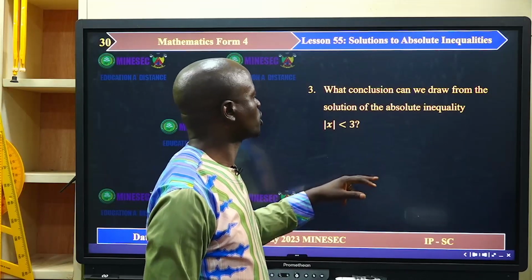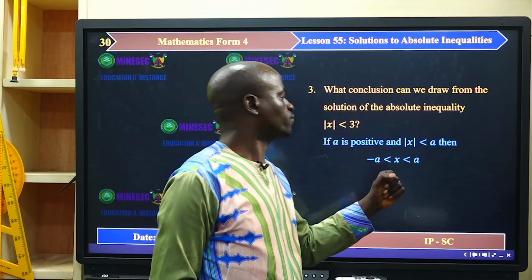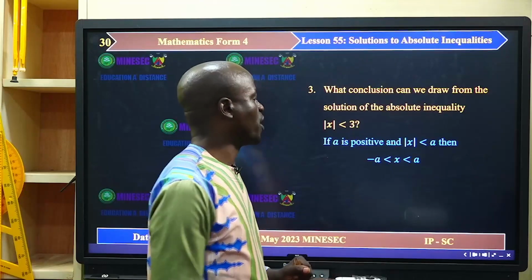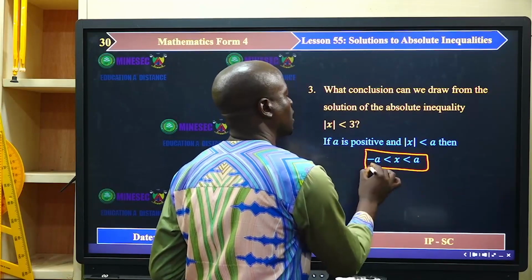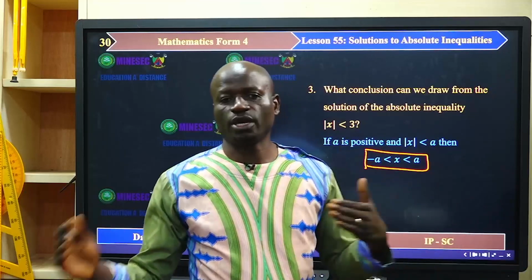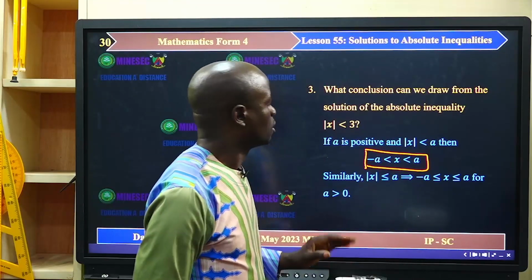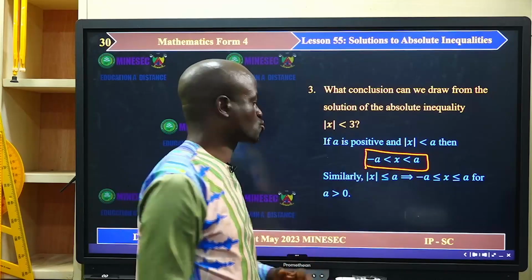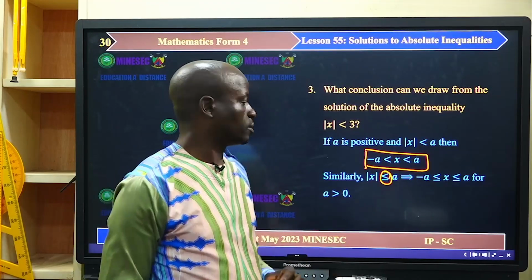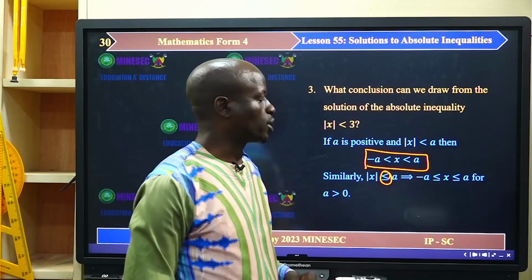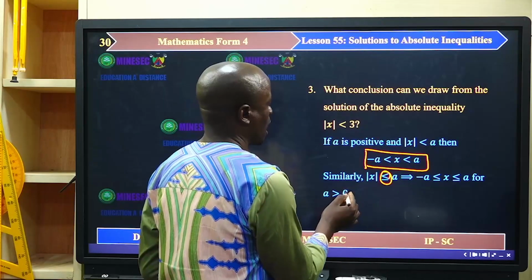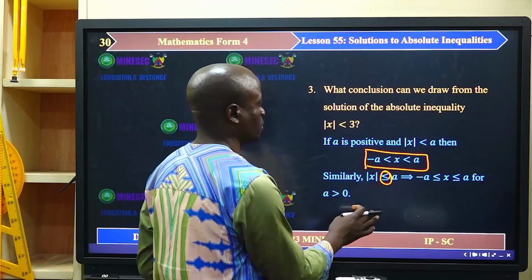So what can we conclude? We can conclude that if a is a positive number and the absolute value of x is less than a, then negative a is less than x, less than a. So x will lie between negative a and positive a. This concept holds true if we have absolute value of x less than or equal to a. We will have negative a is less than or equal to x, less than or equal to a. And in this case, our a was positive, greater than 0.